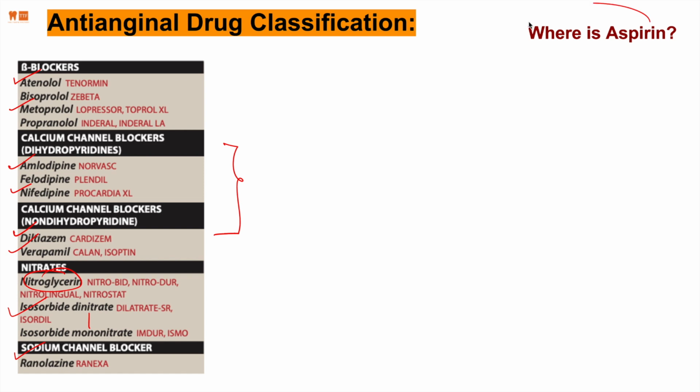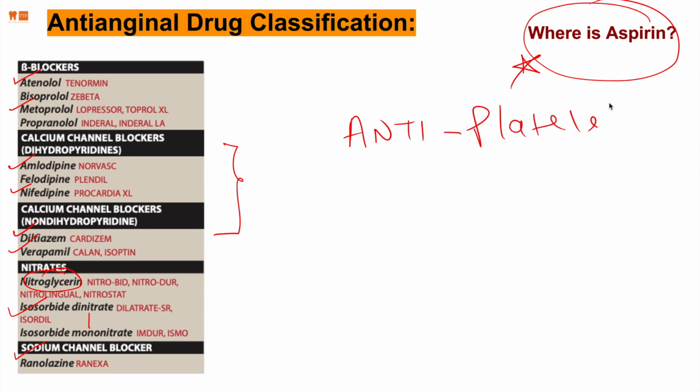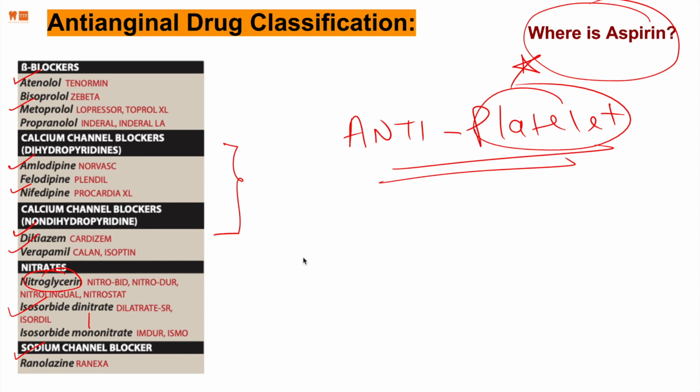Now, do you notice we kept saying that aspirin is not here? So why is aspirin not here? Aspirin is an antiplatelet, guys. It is an antiplatelet. When do you need antiplatelet? When there is platelet. So when is there platelet? So think of it this way now. This is a good time to explain this.